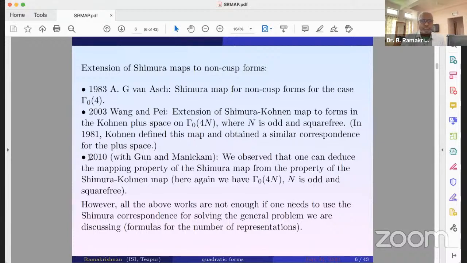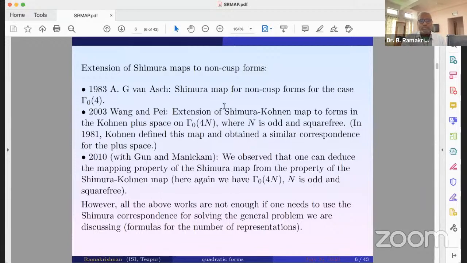So this work I will explain now. This is 2010 with Manickam and Sarbani Guha. We observed that one can deduce the mapping property of the Shimura map from the result of Wang and Pei, when n is odd and square free. Therefore, extension of the Shimura map for this case can be done when n is odd and square free.